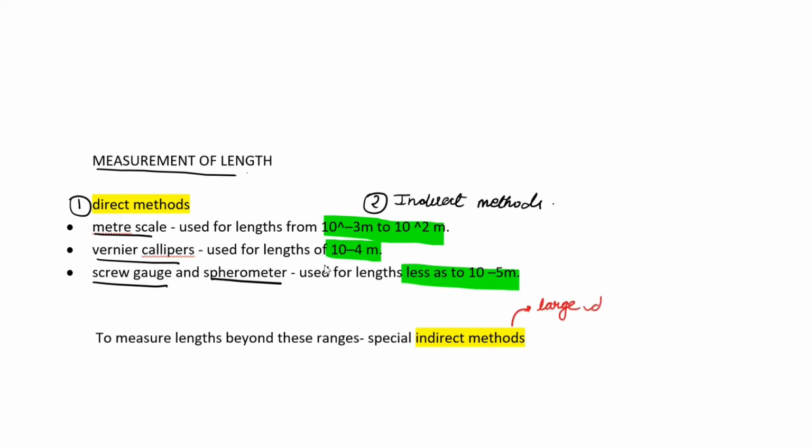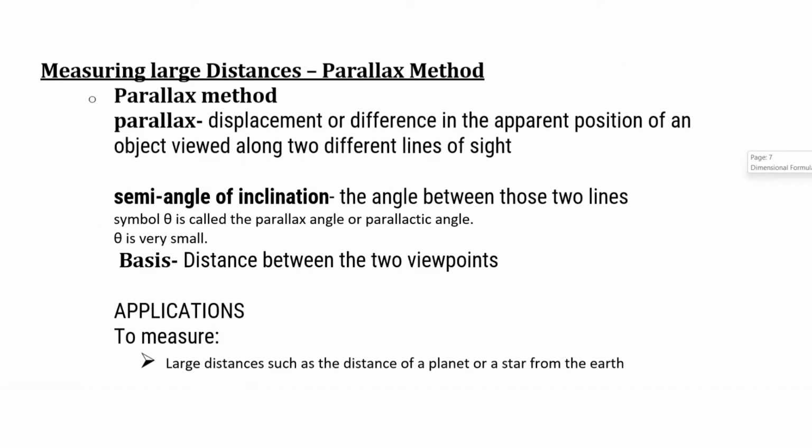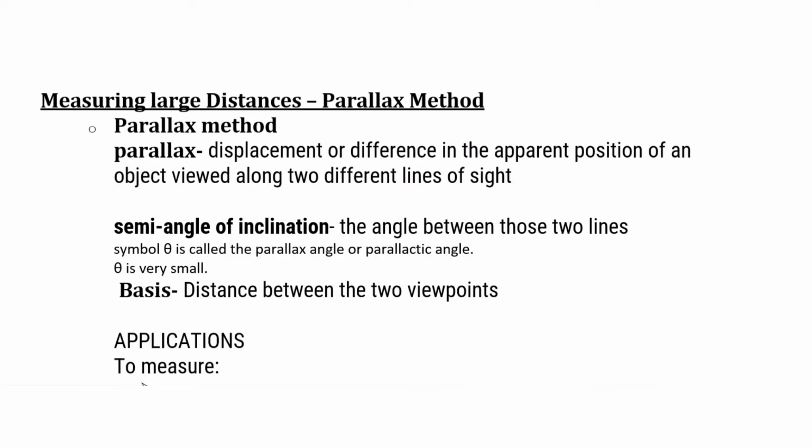So this indirect method is usually very useful in determining the length of very large distances. For example, the distance between two stars, the distance between two planets, the distance between the sun and the earth, and so on. For such large distances we use the indirect method, and one such method is the parallax method.